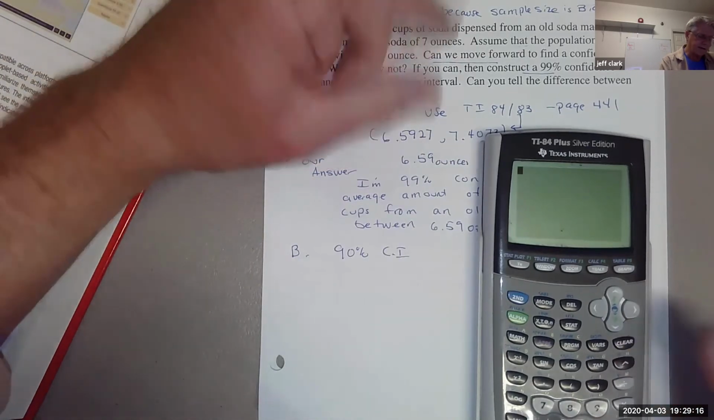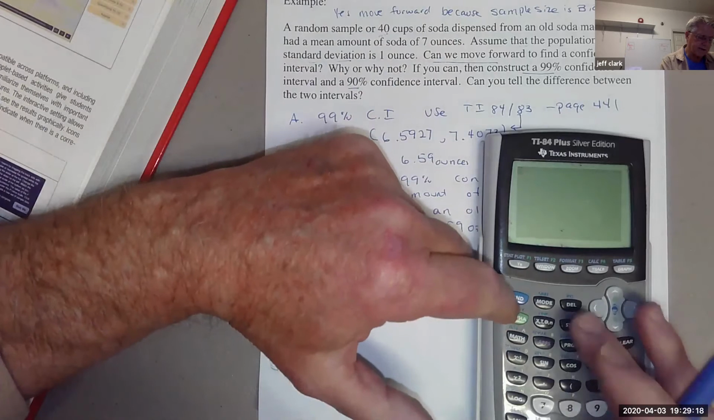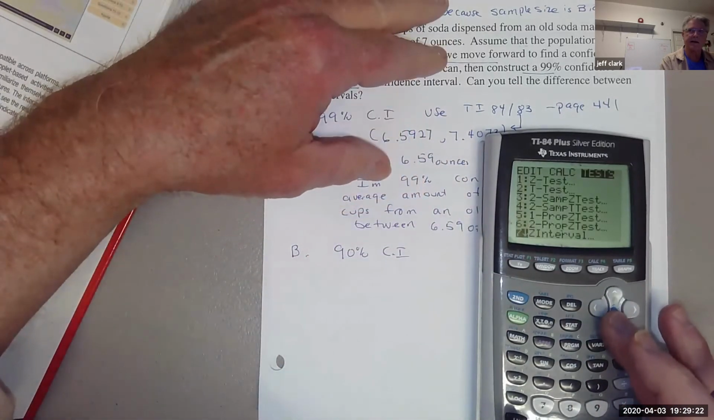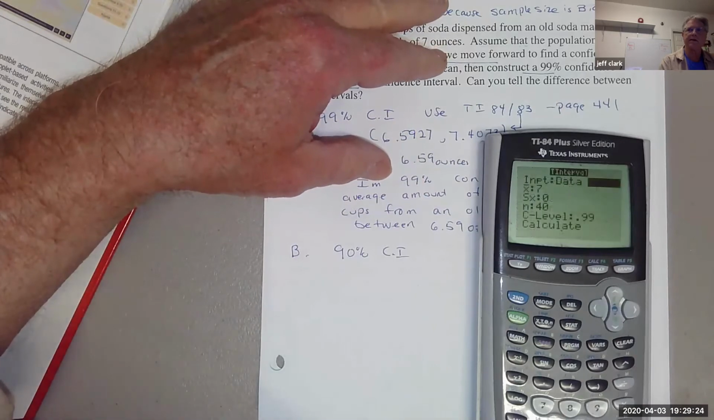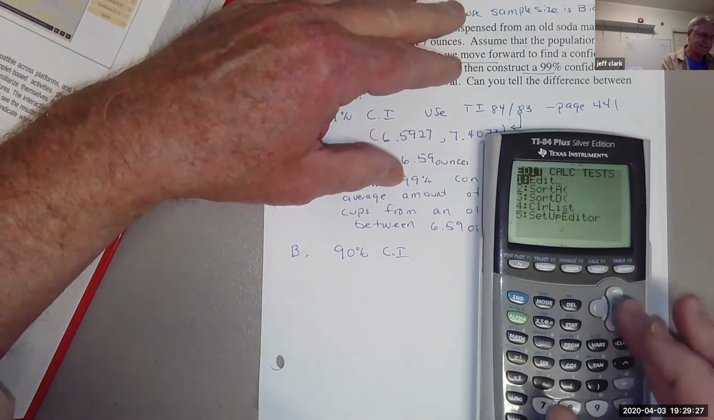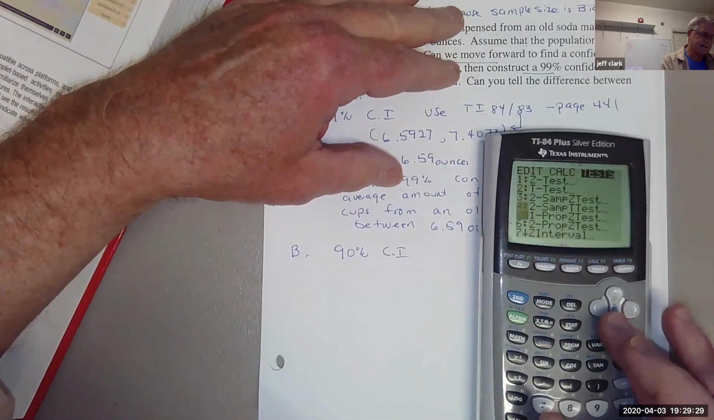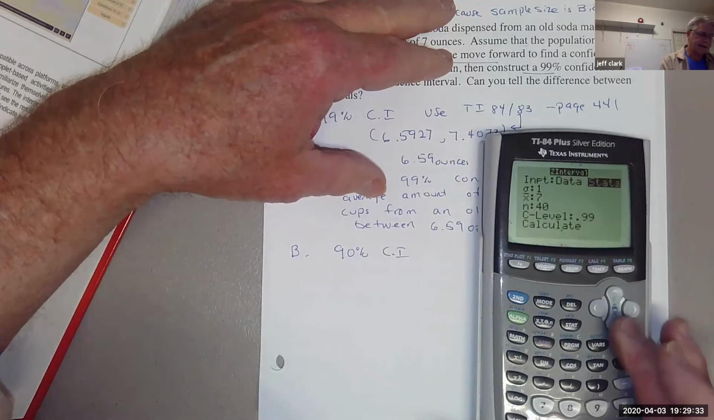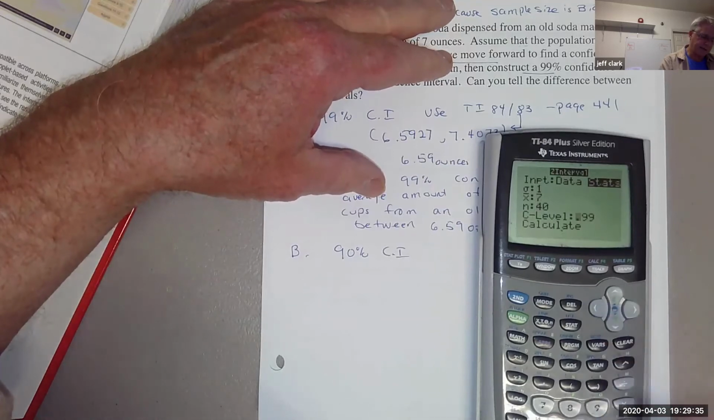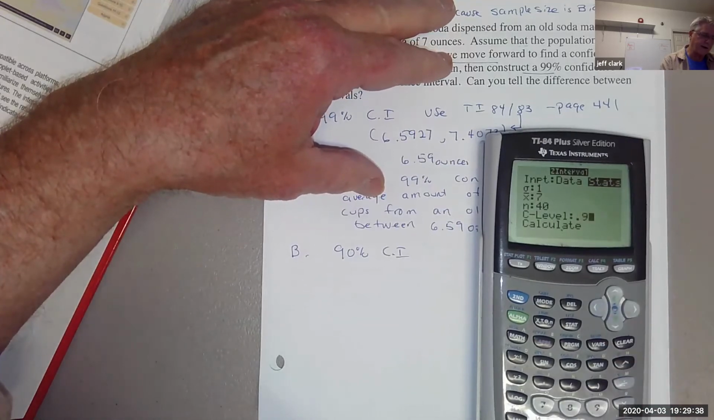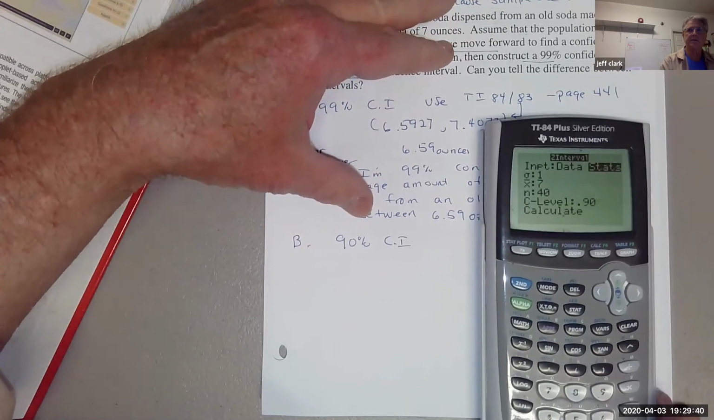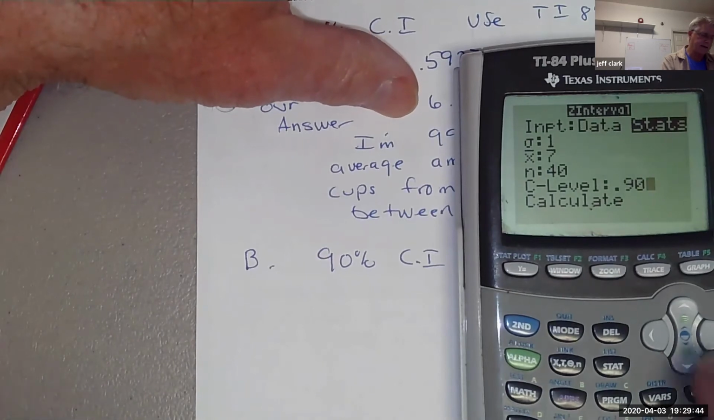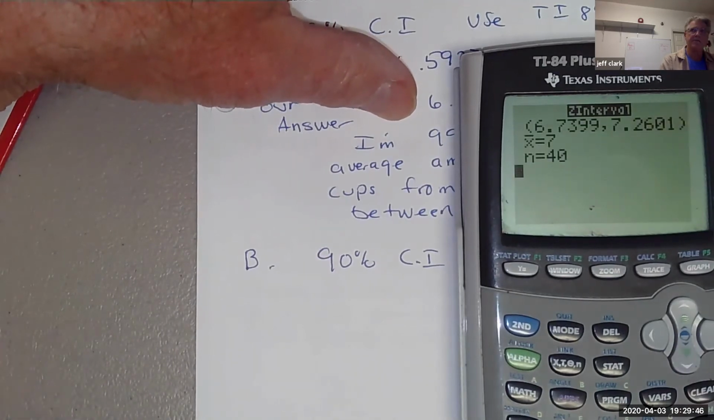But going back to the calculator, I'll go STAT, TESTS, number 7, not 8, 7. Nope, I just did it again, didn't I? Let's try that again. Down here to 7. There, that one there. Okay, everything's the same except this one here is 90%, so 0.90. And now I'm going to hit calculate, and there's my result.